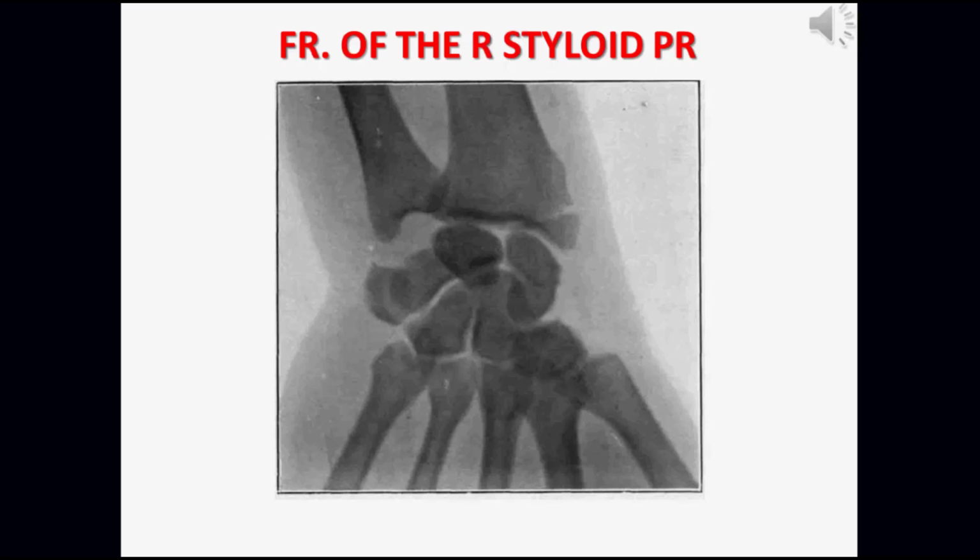This is a transverse fracture at the base of the styloid process of the radius due to a fall on an outstretched hand. Sometimes it's called chauffeur fracture. As you can see, if the fracture is not displaced, it can be treated conservatively, but if the fracture passes into the joint, it is an intra-articular fracture and may need surgery.